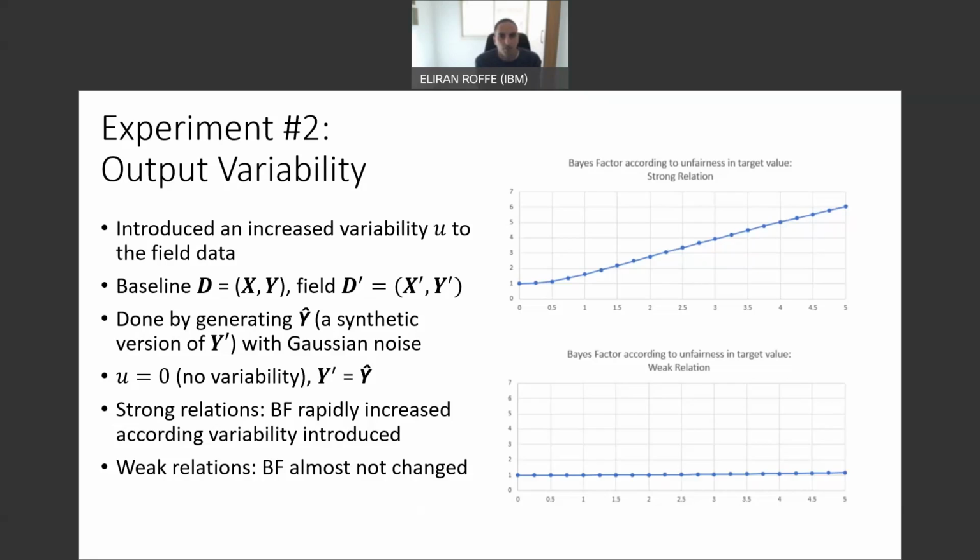This can also be considered a fairness experiment. For example, if you take the output and, according to a specific feature, decrease the output values or something like that. But we called it variability because we don't have a specific direction. We didn't only decrease or increase the values. It is just like Gaussian noise. So here again, you can see for strong relations that the base factor rapidly increased, and for weak relations, there was almost no change.